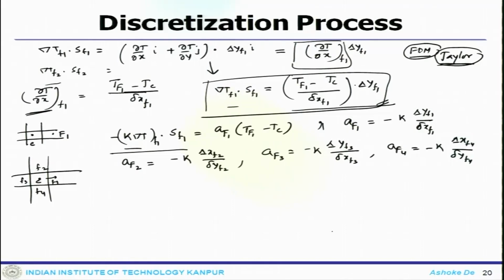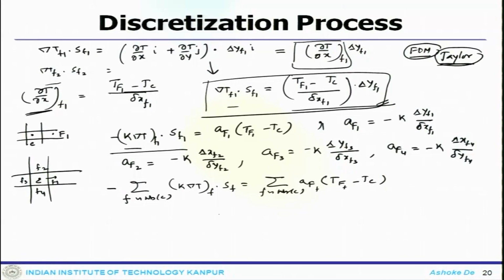Okay. Now, when you substitute everything in that particular algebraic equation, the equation was like this: summation over phases, that means around that element C, k delta T F dot S F equals the summation over these faces of a F into T F minus T C.